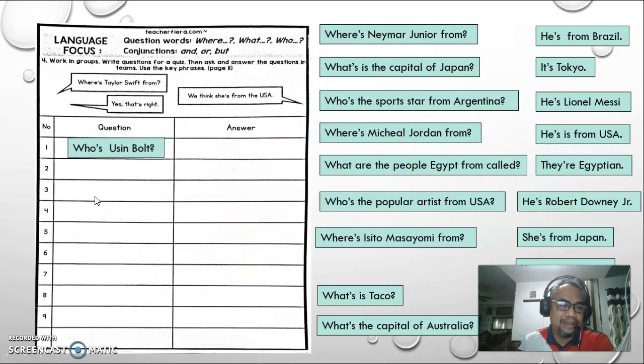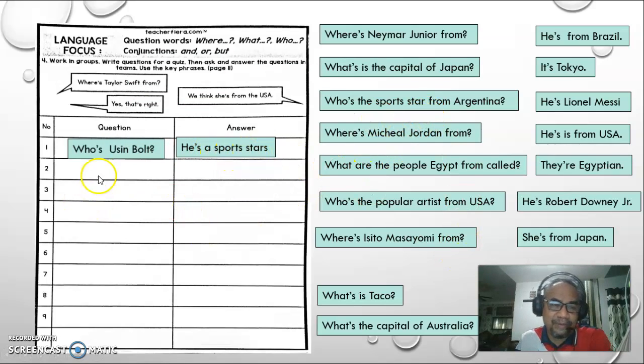For example, Usain Bolt, answer, he's a sports star. Okay, whatever you want to write first, you write. Make sure everything is under question here, everything is under answers. Okay, next.